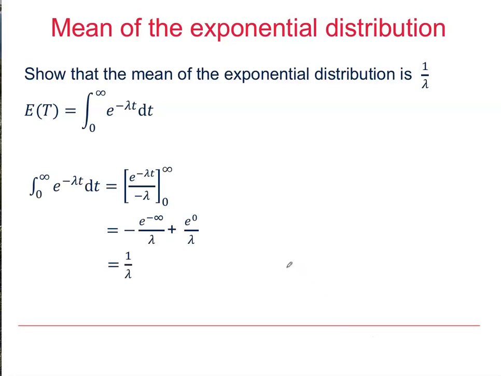This is what it looks like. So here is our integral, and then we need to substitute the limits. First of all, e to the minus infinity. Now we know that's going to tend to 0. So that one there becomes 0. And e to the 0, of course, is 1. So there we are. We've got the formula that we require, 1 over lambda.